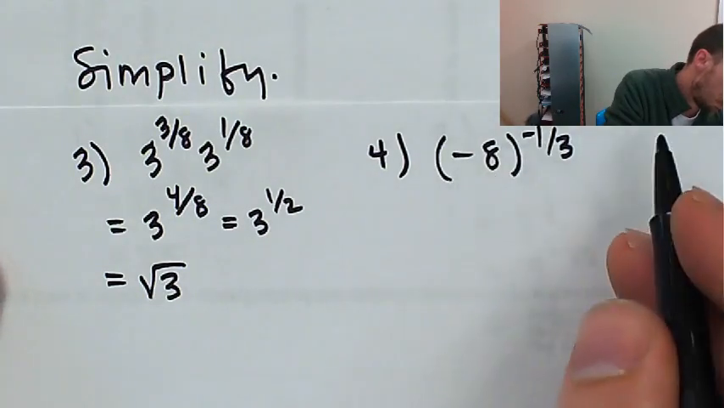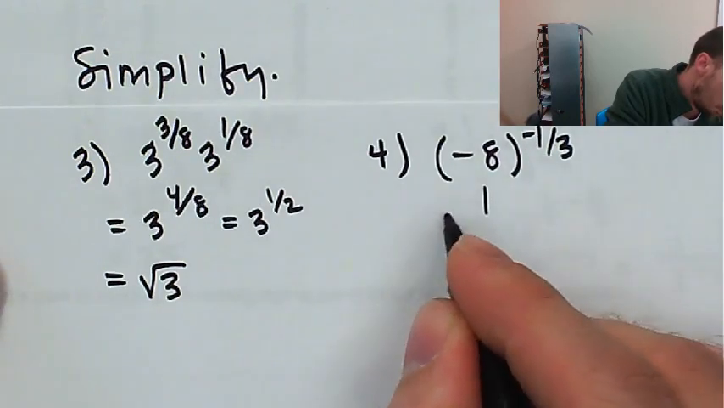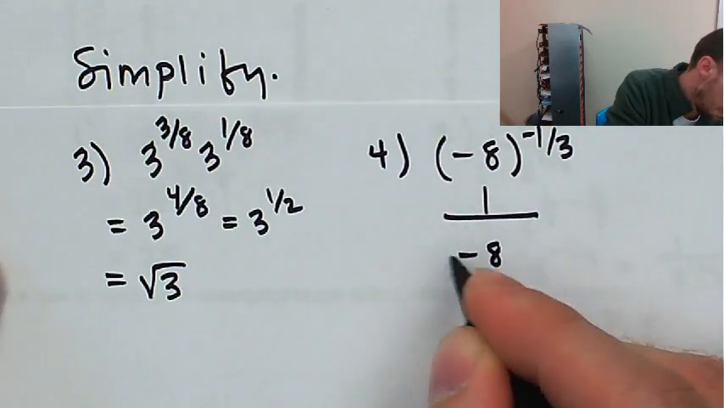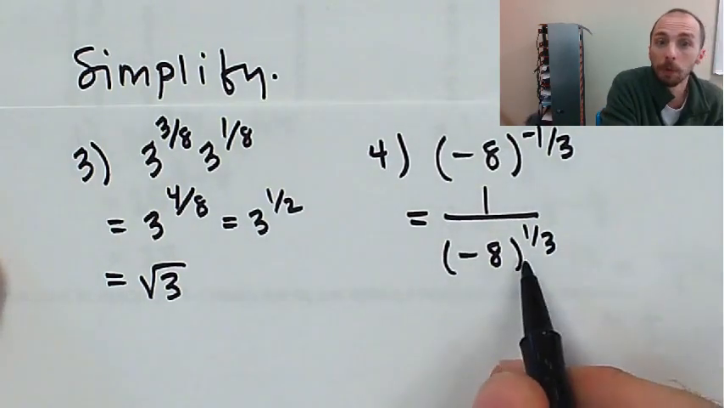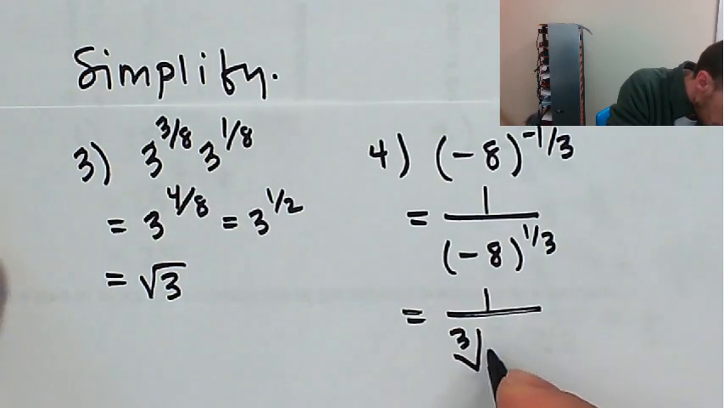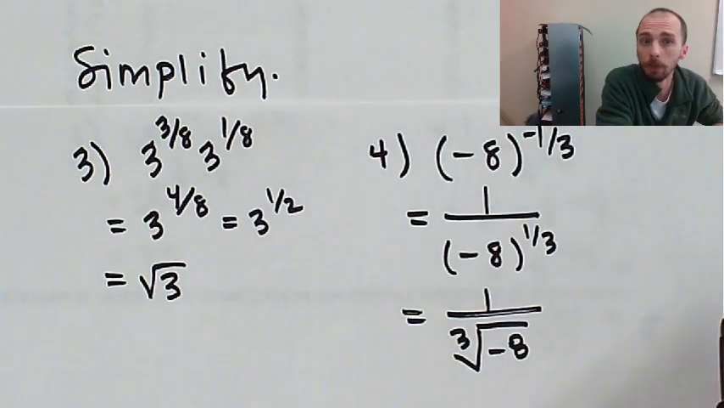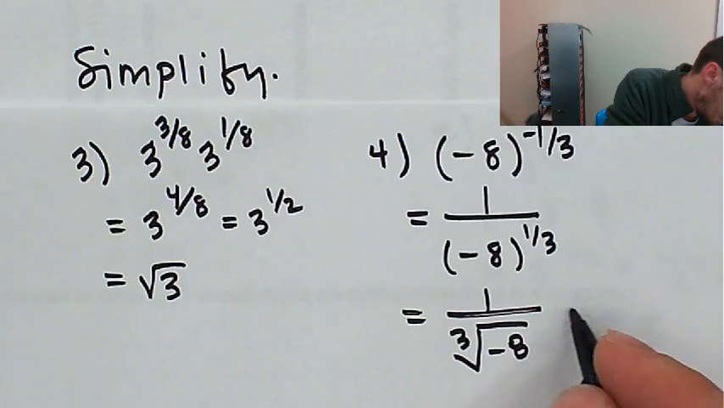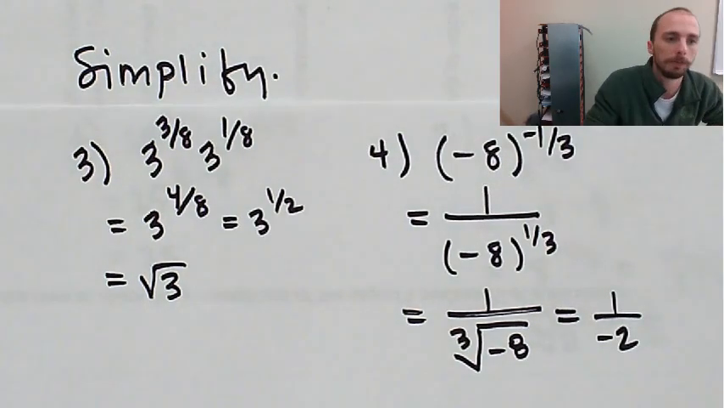Okay, negative 8 to the negative 1/3. Maybe I'll say, okay, the negative power is going to make it 1 over negative 8 to the positive 1/3 power. And remember, the positive 1/3 power is the cube root. So that's 1 over the cube root of negative 8. And the cube root of negative 8 is going to be negative 2, because negative 2 to the third is negative 8. And so that's going to be 1 over negative 2, and that's going to be far enough.